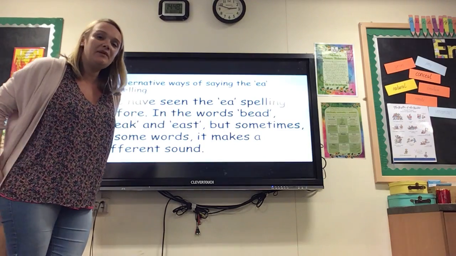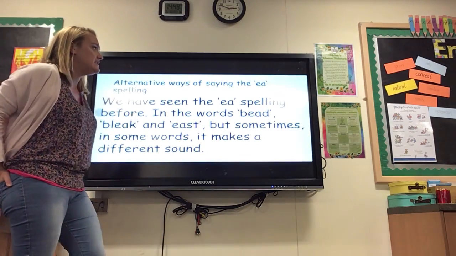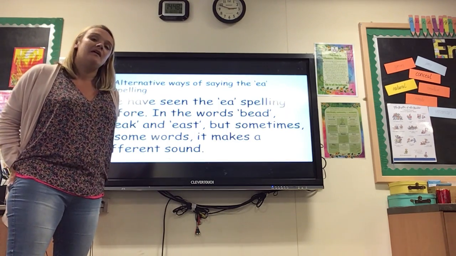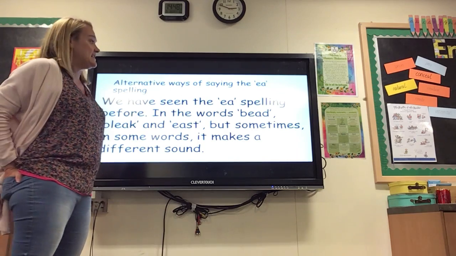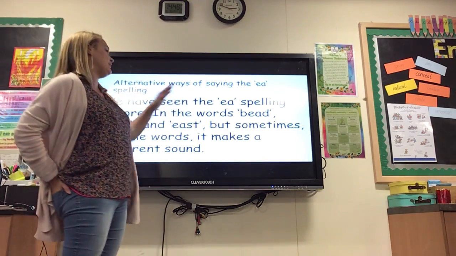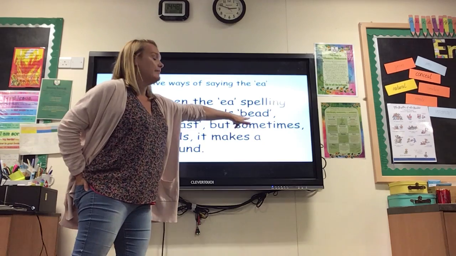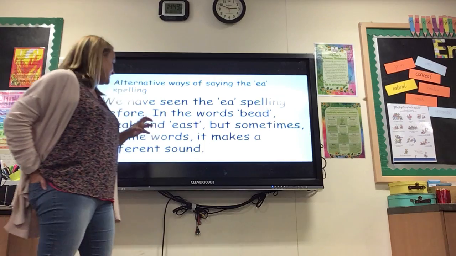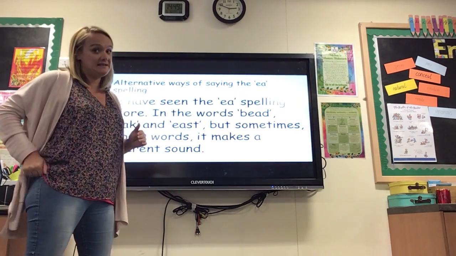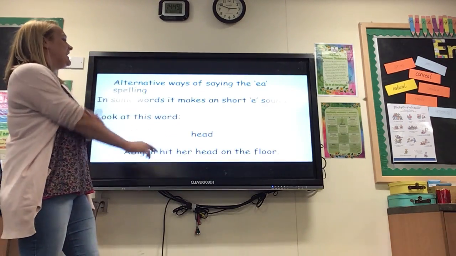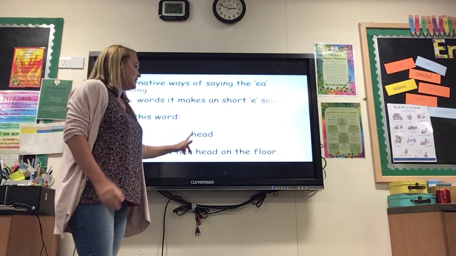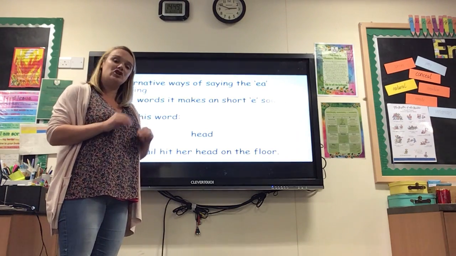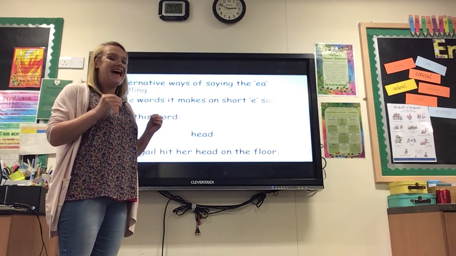Okay, so today we're looking at alternative ways of saying the E spelling. So the EA grapheme, and how it makes two different sounds. So we have seen the E spelling before, like in the words bead, bleak, and east. But sometimes in some words, it makes a different sound. Like in this word, okay? Sometimes it makes a short E sound. E, not a long E sound, a short E sound.